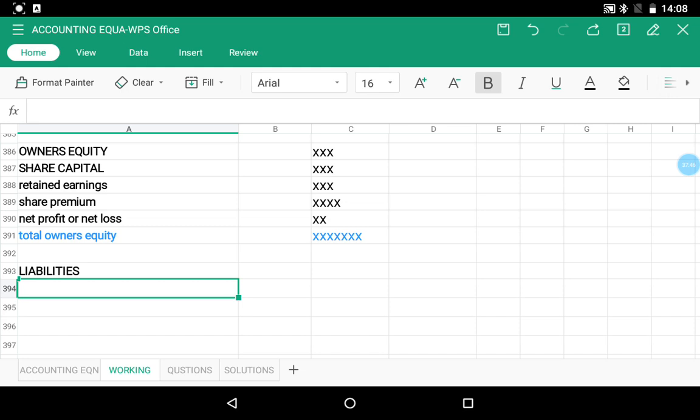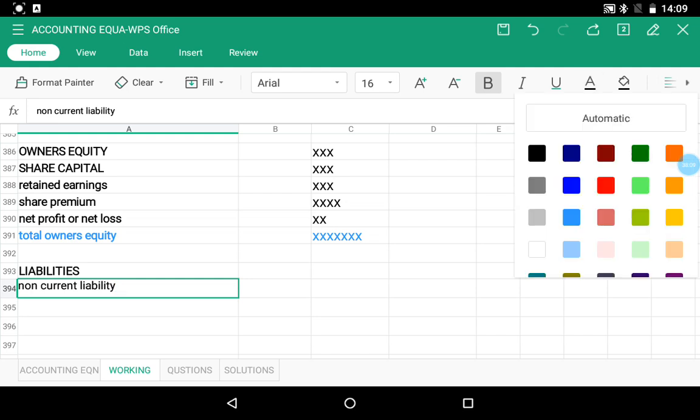That one is recorded under non-current liabilities. It's the obligation to pay. You took something from someone, you must pay. You need to pay it.